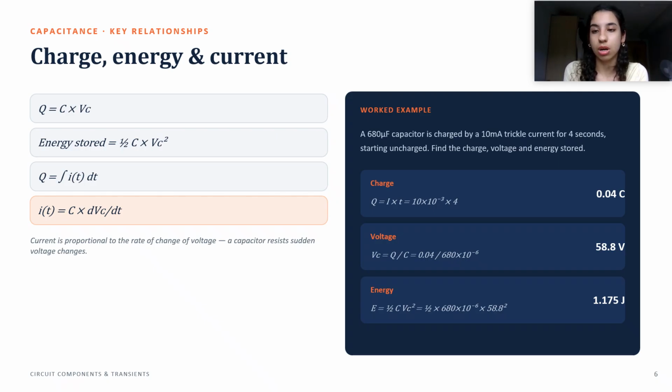So here you have charge equals the capacitance times the voltage across the capacitor. And if you want to find the energy stored in the capacitor, because a capacitor stores charge, therefore it stores energy, which is going to be half of the capacitance multiplied by the voltage across the capacitor squared, okay? And then we can find the charge using integration actually.